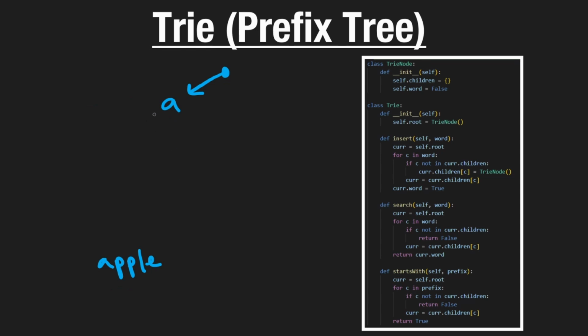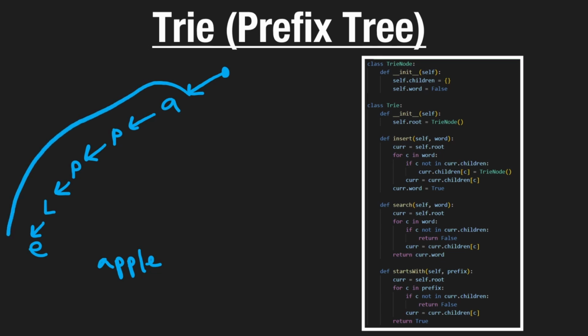So let's insert a new character for P, or a new trie node for P. So one of the children of A now is a new trie node. And for P, it also needs a child for P. And then this also needs a child for L, which needs a child for E. So we inserted our word apple.